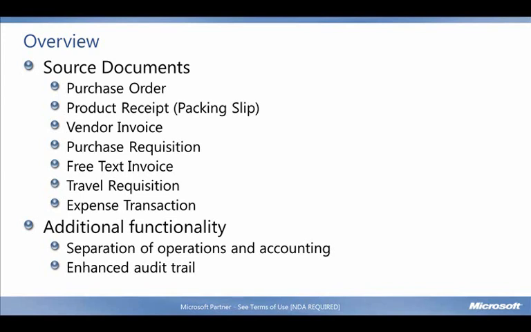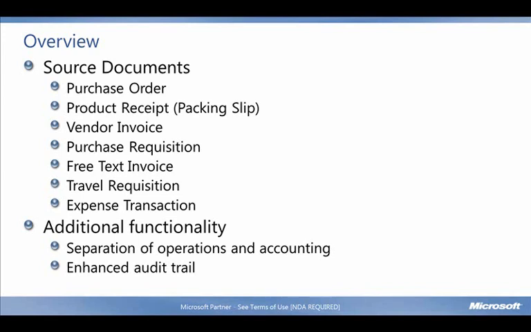Accounting Distributions and Subledger Journal Entries functionality is available on the following source documents: purchase order, product receipt, which was previously known as purchase order package slip, vendor invoice, purchase requisition, free text invoice, travel requisition, and expense transaction. These source documents are part of the foundation for an accounting framework within Microsoft Dynamics AX that will provide consistency and eventually utilize accounting distributions and subledger journal entries on all transactions.